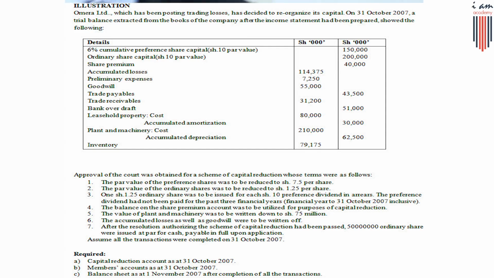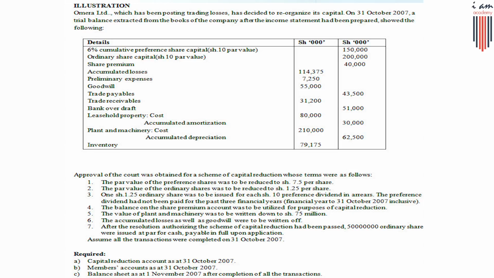Okay, we also have the share premium. Share premium is a reserve. This is one of the items that will be used for the purpose of capital reduction. We are going to write it off for the purpose of reconstruction. We have accumulated losses, as we must have said, they must be written off. We are going to debit our capital reduction account with the accumulated losses.